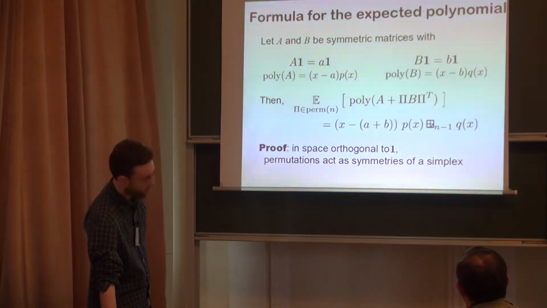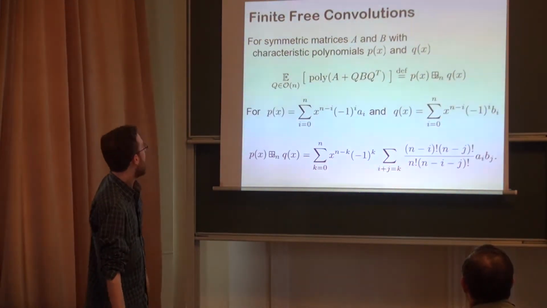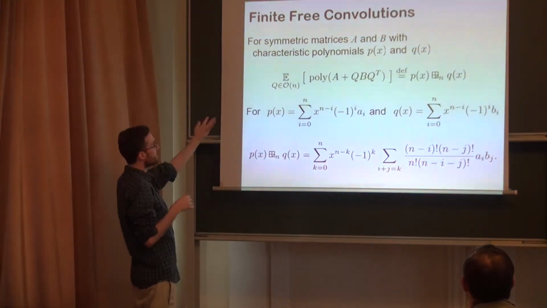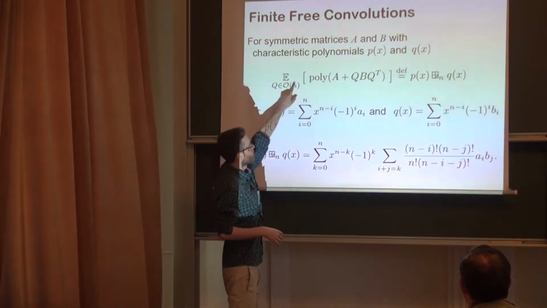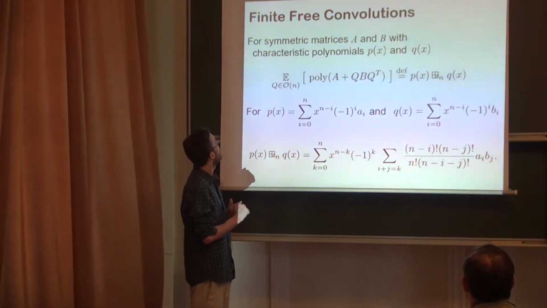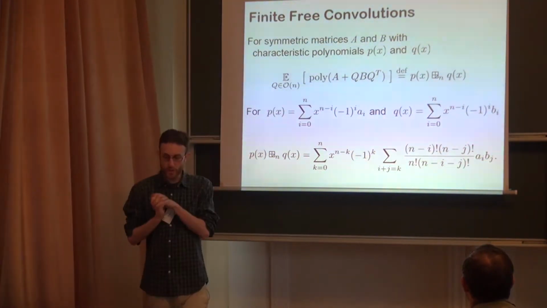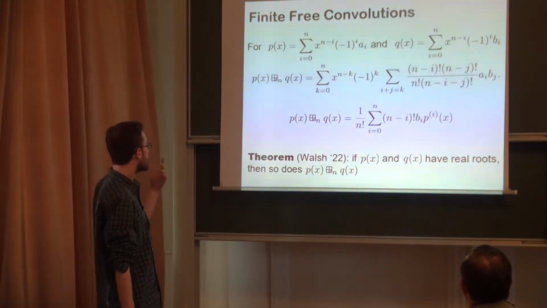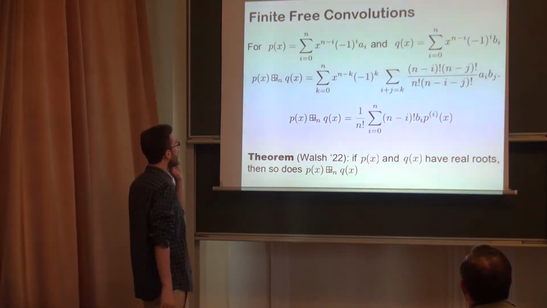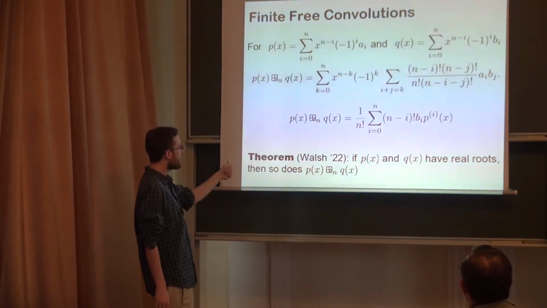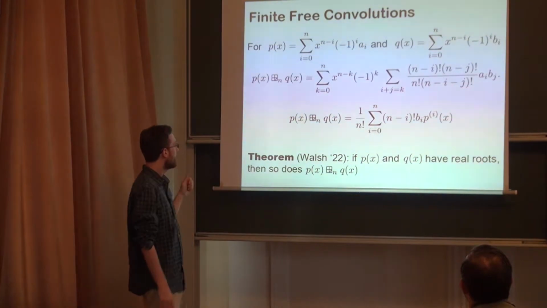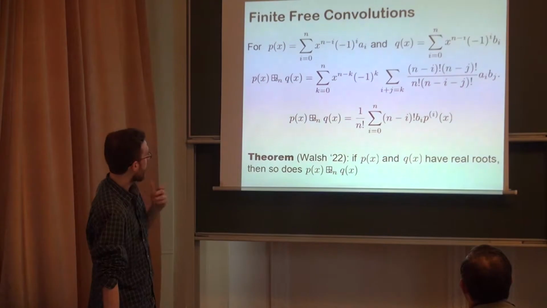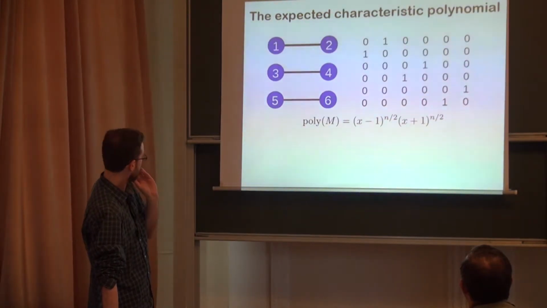This is just re-saying what I've already said. Then for symmetric matrices A and B, we can solve this actual thing by just taking the free finite convolution that we've talked about before. And what's important here is that when p and q have real roots, then this free finite convolution has real roots as well. Otherwise, it's hard to make comparisons between roots.